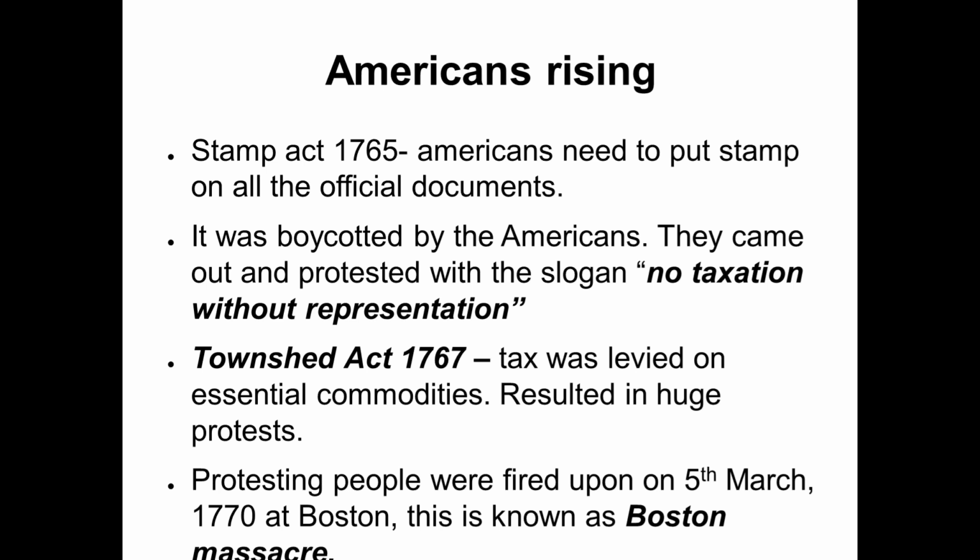Now people protested and they were fired upon on 5th of March 1770 at Boston. Boston is a very famous place in USA, and in this firing incident, people were killed. It is known as the Boston Massacre.